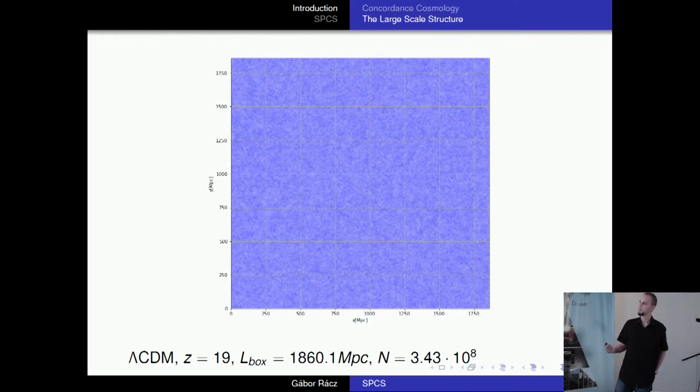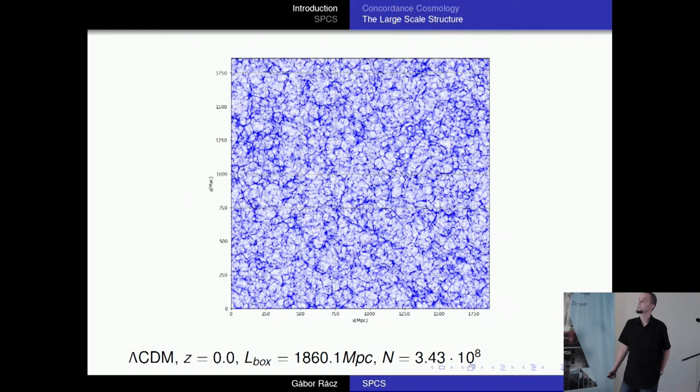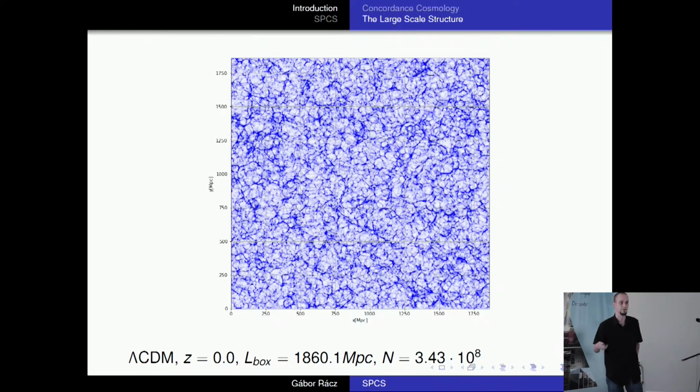And if we run this simulation, we get this. So this is the output of the simulation. This is nowadays, more than 13 billion years later than the first picture. And we see also these voids, these walls, clusters, basically everything that we see in the measurements.